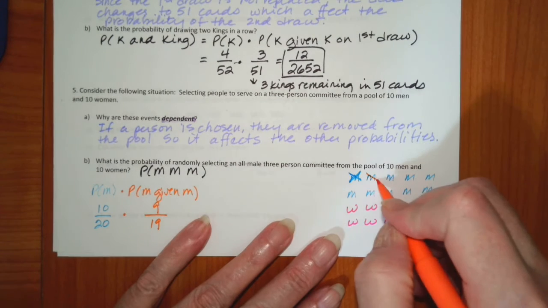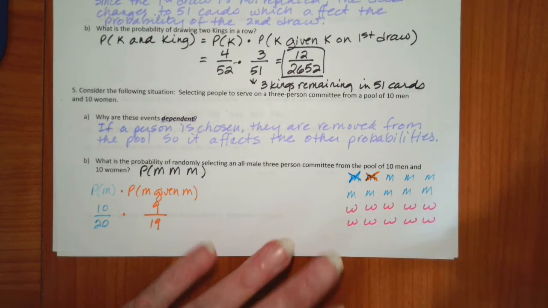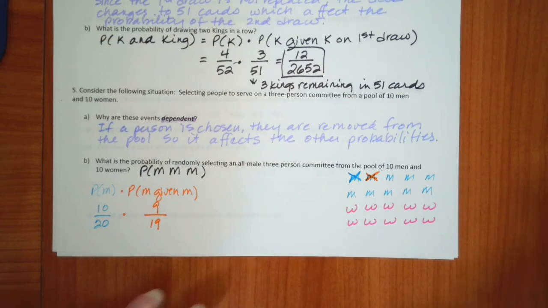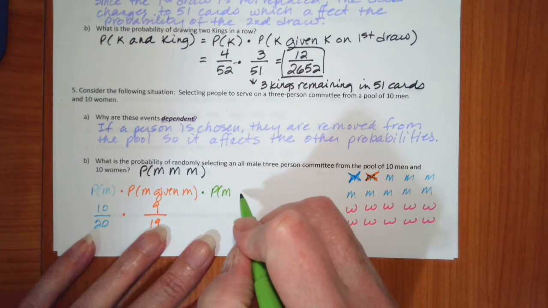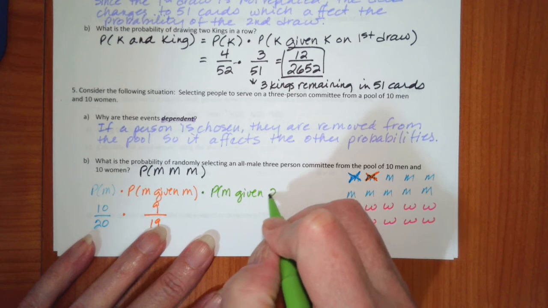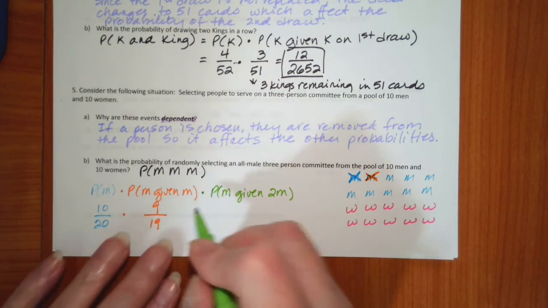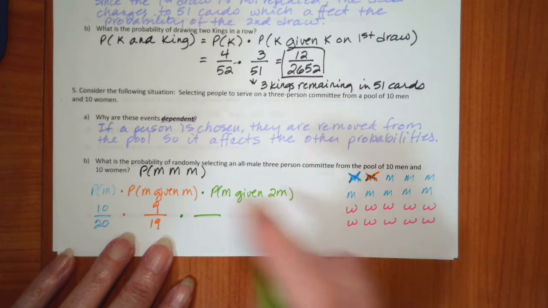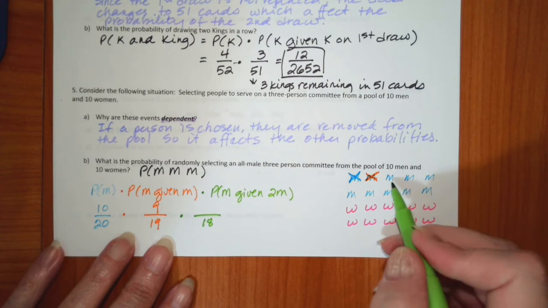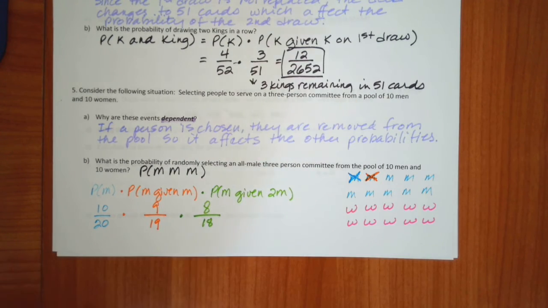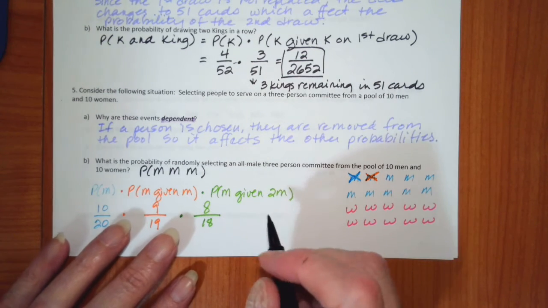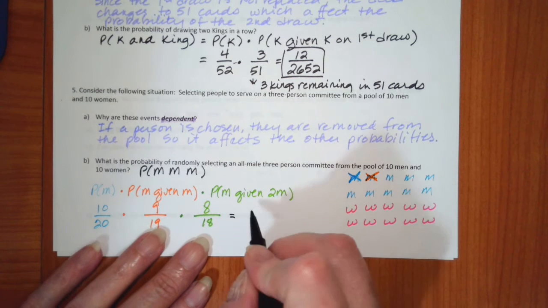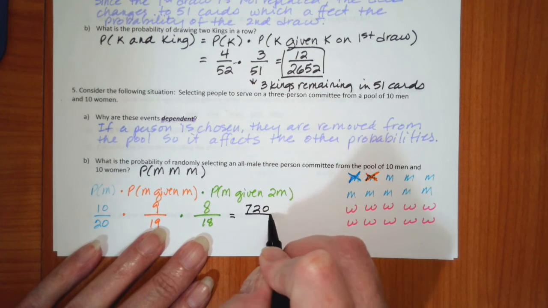Okay. So now another one is on the committee, and these are the people being chosen. So we're going to find the probability of a man given 2 men have already been chosen. Well, now there are only 18 candidates remaining, and only 8 of those are men. And if we do the multiplication on that, this becomes 720 over 6,840.